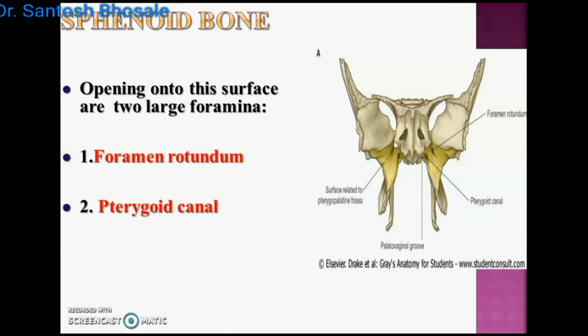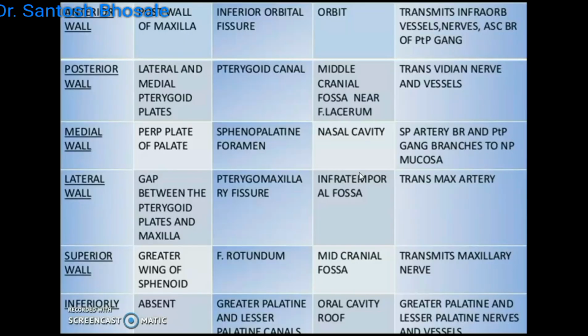So foramen rotundum and pterygoid canal affect the posterior wall here, and you can see the list of all the walls and foramina and structures passing through there. Anterior wall, I told you, anterosuperiorly the inferior orbital fissure; posteriorly pterygoid canal, foramen rotundum and palatovaginal canal; medial wall, sphenopalatine foramina; lateral wall, pterygomaxillary fissure; and posterior wall, that is here, foramen rotundum. Inferiorly, two canals, greater and lesser palatine canals, transmitting the same named nerves and vessels. These are all openings we have discussed in the osteology. Please go and refer to that so that you can integrate the topic here and understand better.